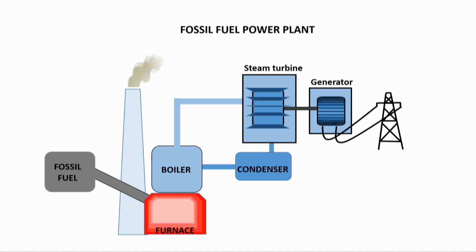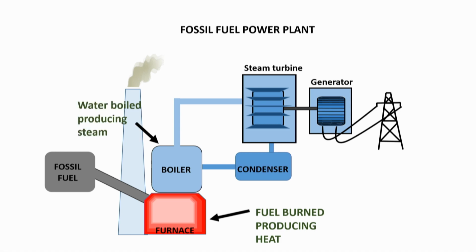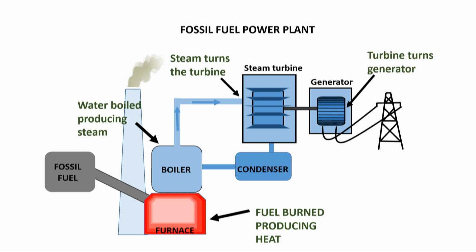Coal or oil is fed into a furnace where the fuel is burnt to produce heat. The heat is directed to a boiler where water is turned into steam. The steam at high pressure travels through pipes and is used to turn a steam turbine. The turbine in turn turns a generator which produces electricity. The electricity is then directed to power lines for distribution.